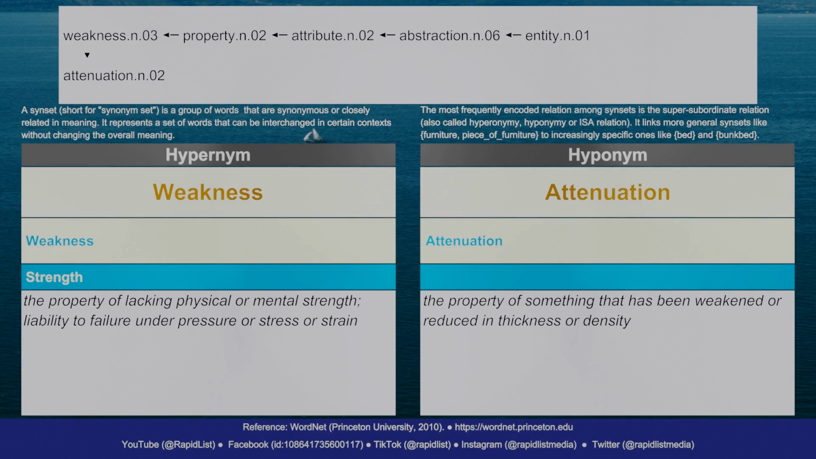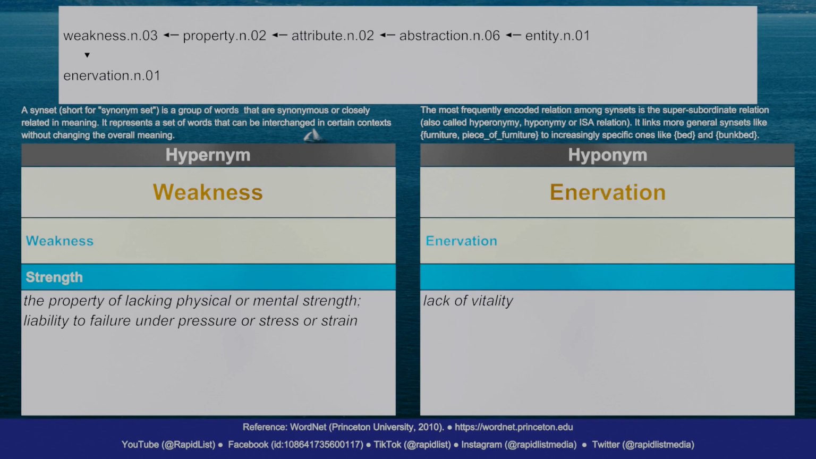Attenuation. The property of something that has been weakened or reduced in thickness or density. Enervation. Lack of vitality. An enervation of mind greater than any fatigue. Faintness. The property of being without strength. The faintness or potency of the feeling.